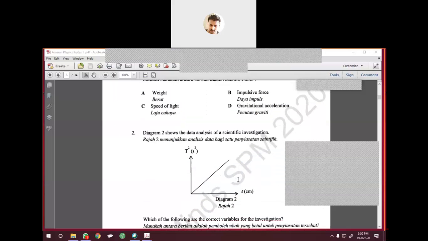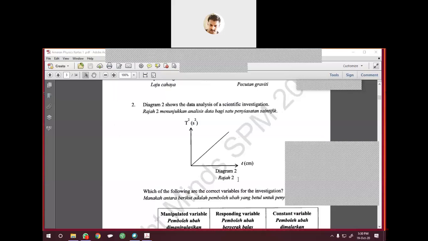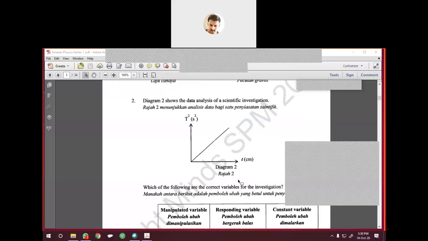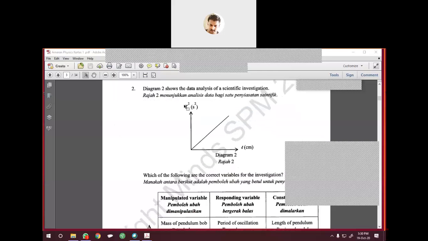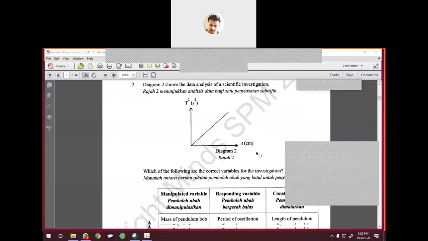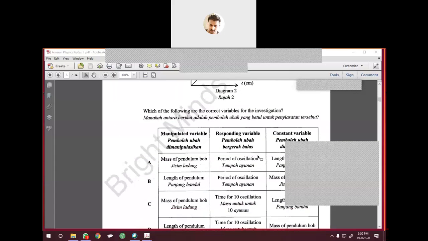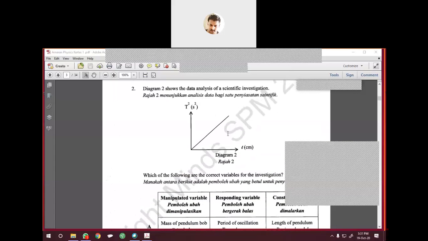Number two. Diagram 2 shows data analysis of a scientific investigation. So we found out that time squared plotted against length gives a straight line. So what formula is this? Surutisha? A period of oscillation. Yeah, the period of oscillation of a pendulum.